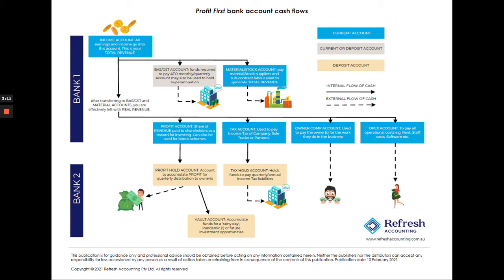We start with the income account. This is the account that all your revenue is paid into and from which you will allocate funds to all the other accounts based on your business allocation percentages. You don't pay anything out of this account except to your other accounts.